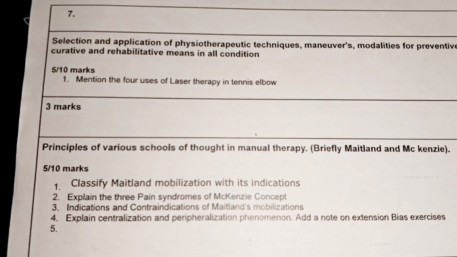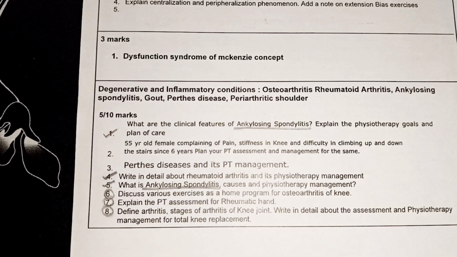Now, moving on to the next topic, that is degenerative and inflammatory conditions. And in this, the important 5 or 10-mark questions are, the first one, what are the clinical features of ankylosing spondylitis? Explain the PT goals and plan of care.